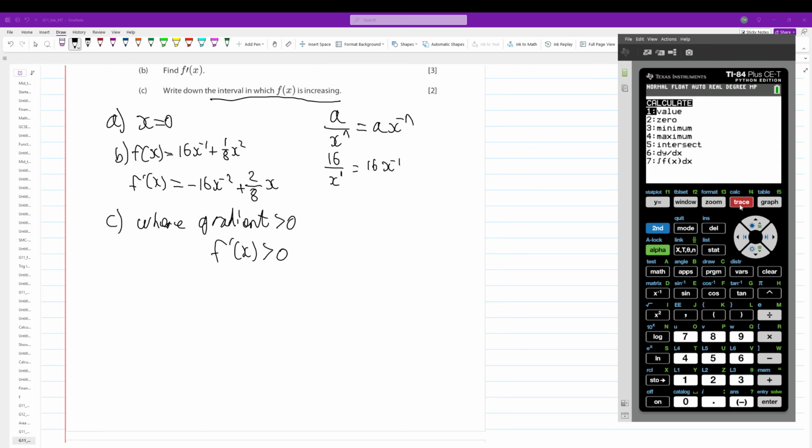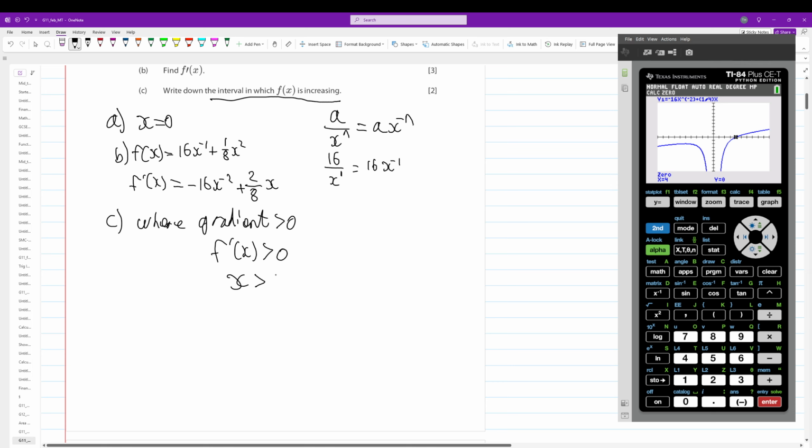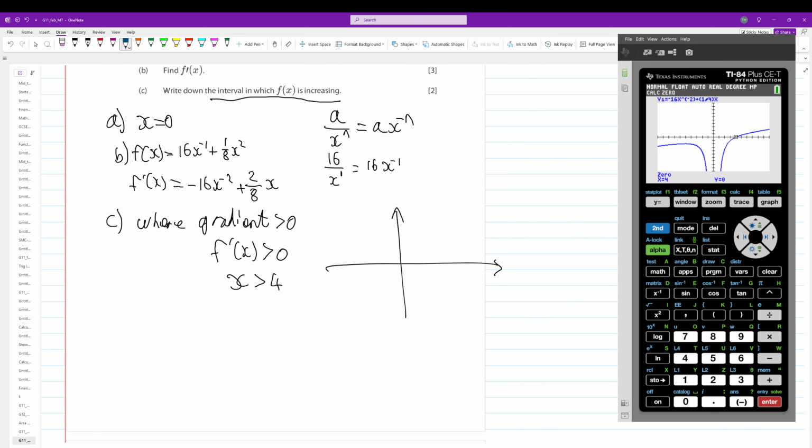So I'm going to use second and calc and calculate for the 0 value. My left bound, let's quickly write that down. Find the cursor, left side of my 0, right side of my 0, x must be greater than 4. Because on my lovely graph, this thing crosses the x-axis when x is 4. Therefore, it is positive when x is greater than 4. Job done. You can also do this with algebra.